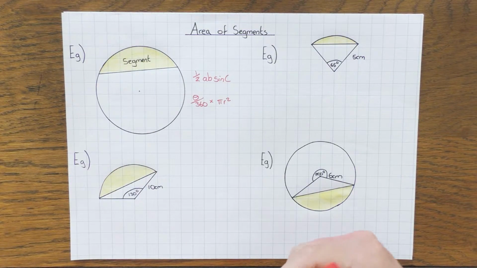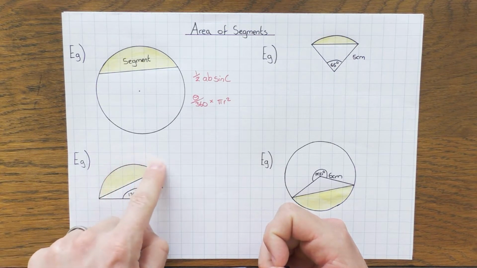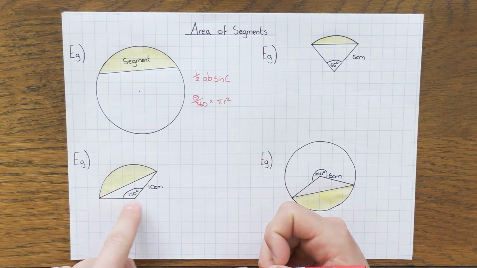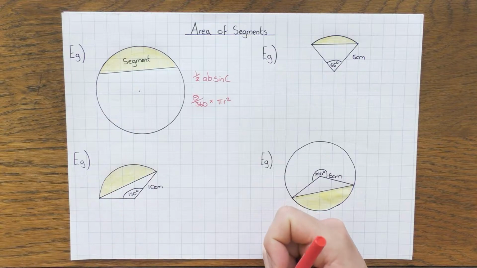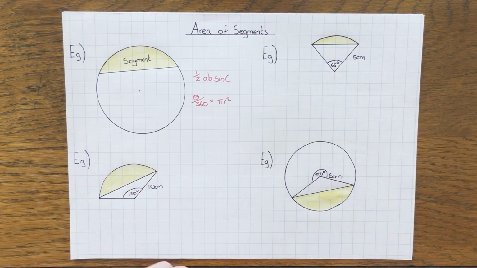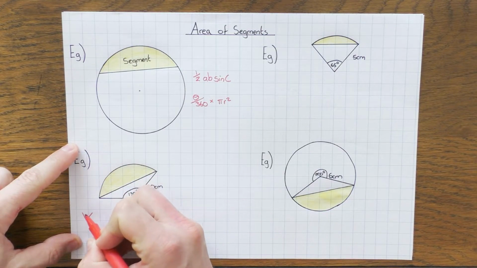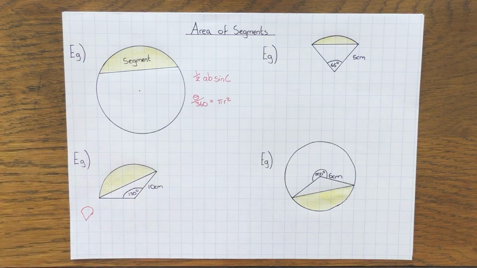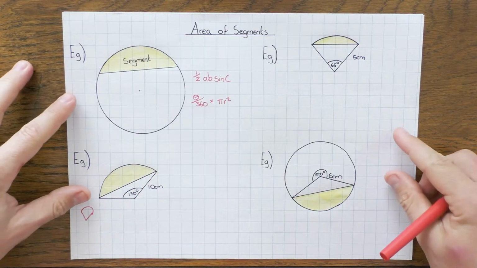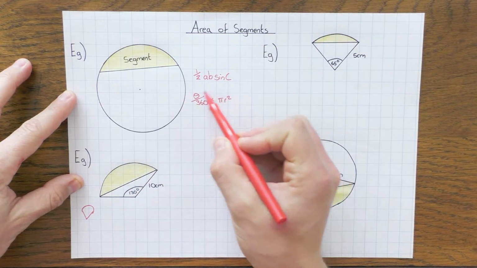To work out the area of this shaded segment, I'm going to work out the area of the whole sector. Then I'm going to work out the area of the triangle and then take the two away, and what's left will be the segment. So here is my sector. I'm just going to do a very quick sketch here just to show the examiner that's what I'm doing.